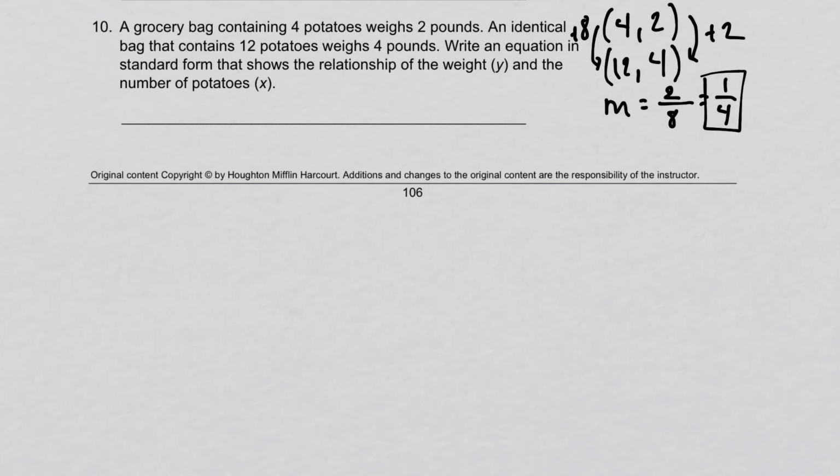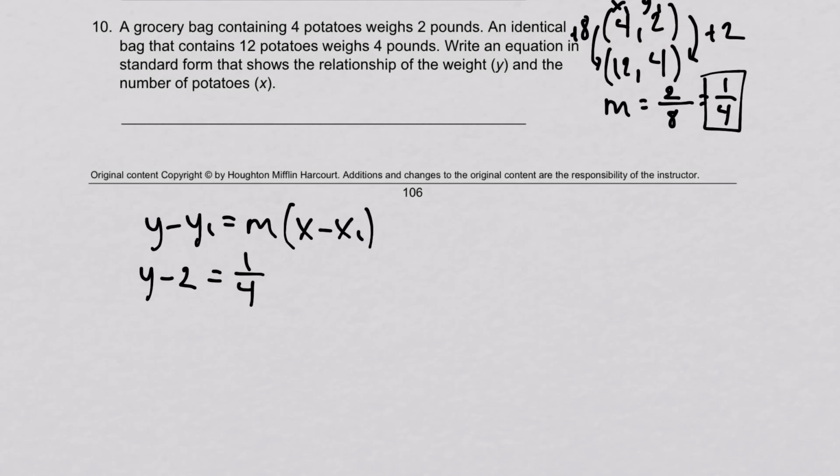Step 2, choose a point. Doesn't matter which one you choose in this case. I'm going to choose 4, 2 because the numbers are smaller. Okay, so 4, 2 is my x sub 1, y sub 1 because I'm going to be using point slope form. So here's point slope form: y minus y sub 1 equals m times the quantity x minus x sub 1. Plug in your values. y minus 2, because I'm using 4, 2, equals 1/4 times the quantity x minus 4. Okay, that is not standard form, right?